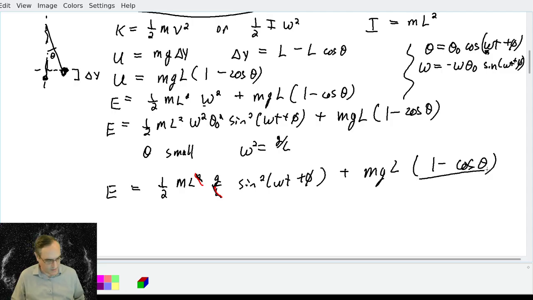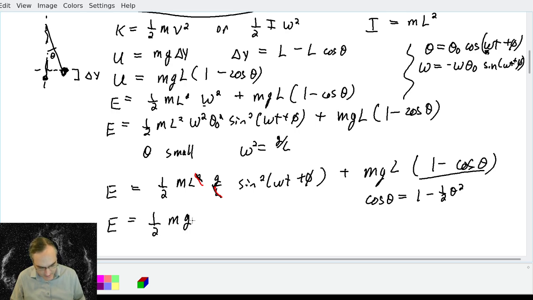Alright, we've got to handle what's going on here if we want to show that it still works the same way. And it turns out we can expand the cosine theta. If theta is small, it's going to be approximately 1 minus 1/2 theta squared. And I do want to wrap this up because this is kind of extra.